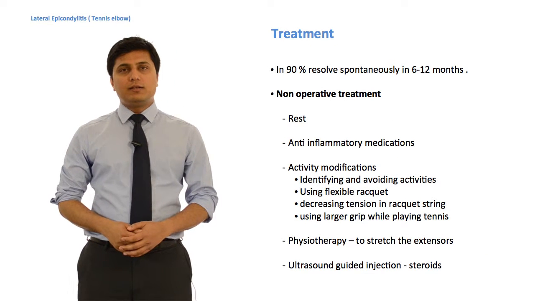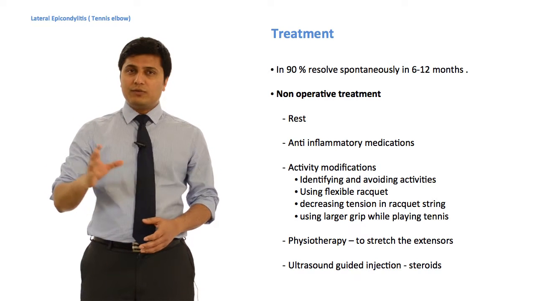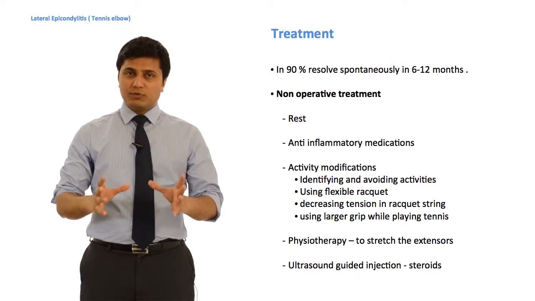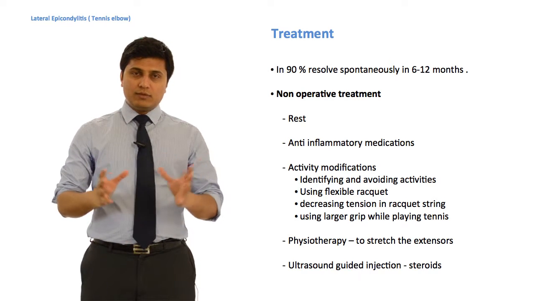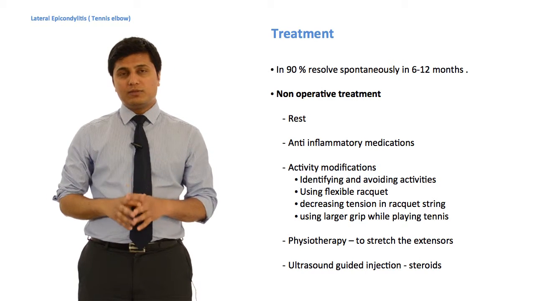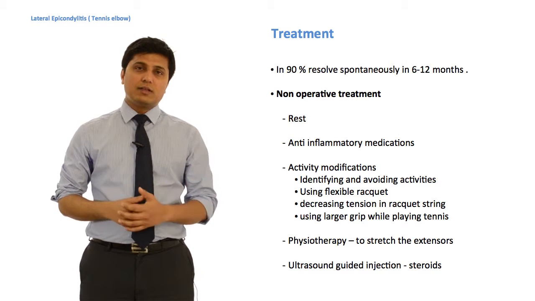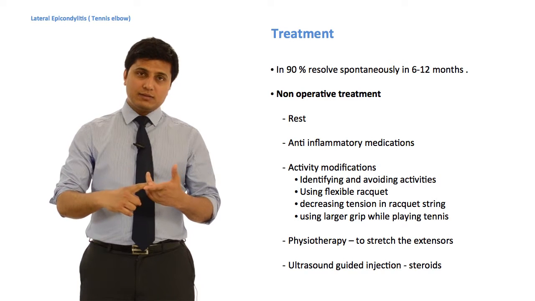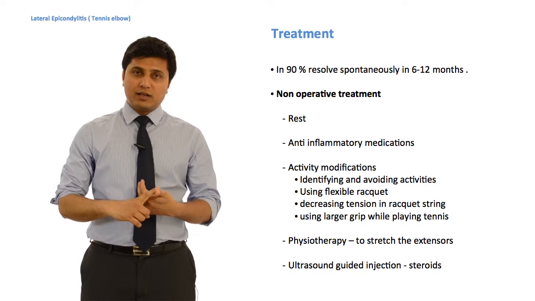So how do we treat tennis elbow? If you look at the natural progression of the disease, in the majority of cases the symptoms will resolve spontaneously if you give it time, between 6 to 12 months. But if you have to treat, non-operative treatment is the mainstay. In more than 95% of cases, people do respond to conservative measures. The conservative measures are rest, anti-inflammatory medication, activity modification, physiotherapy for stretching of the tendon, and ultrasound guided steroid.